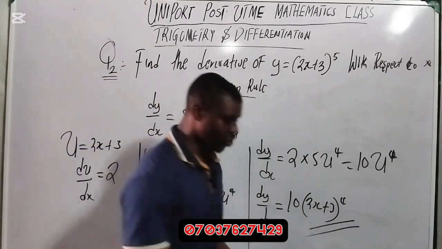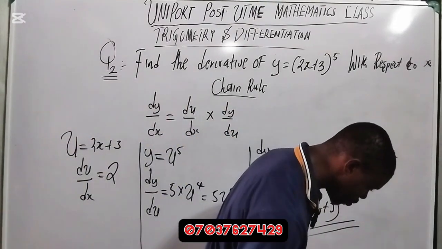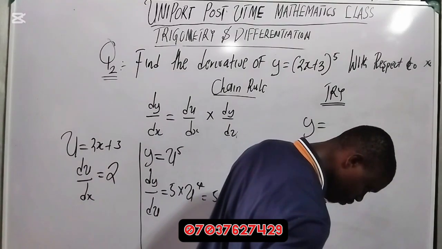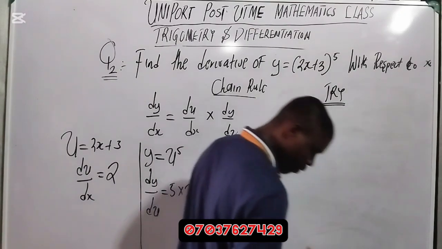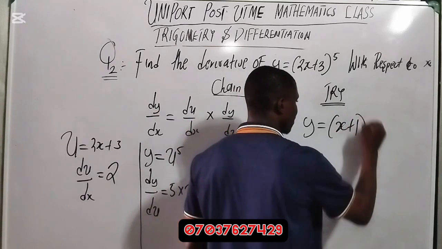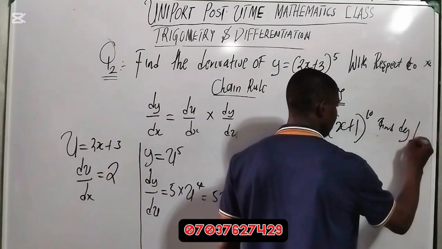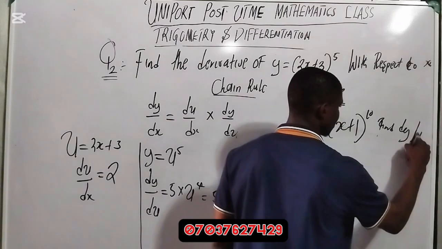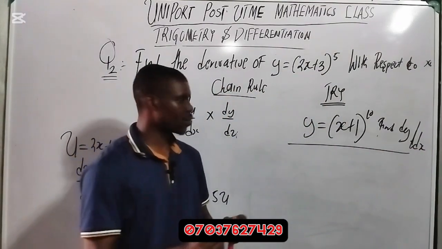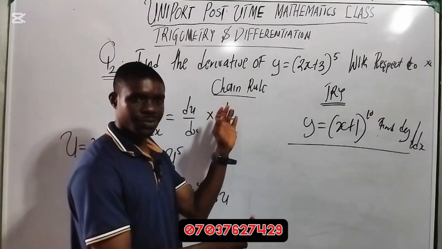Now let me give you one for you to try under this chain rule. y equals (x + 1) all raised to 10. Find dy over dx. I want you to try it for me. Leave your answer in the comment section. Now this is under the chain rule.